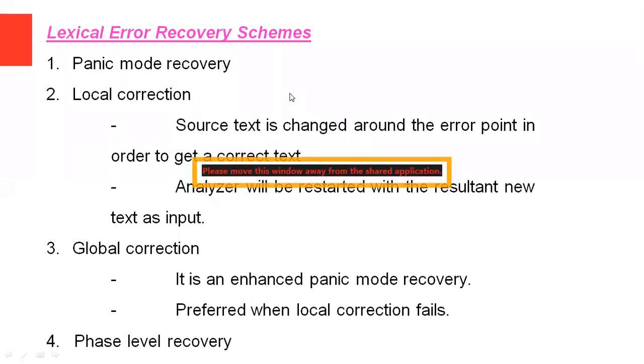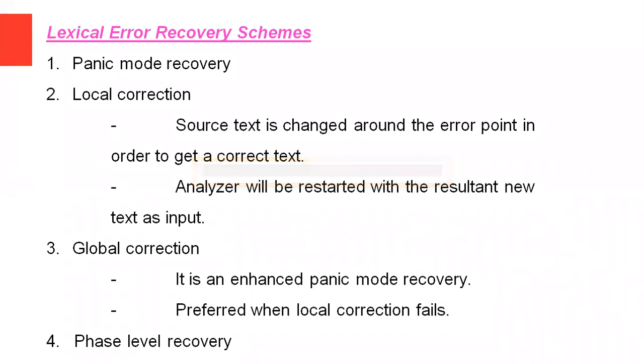In the lexical error recovery schemes, the first one is panic mode recovery, the second one is local correction, the third one is global correction, and the fourth one is phase level recovery. In panic mode recovery, what errors are we getting, and how do we recover from those errors?